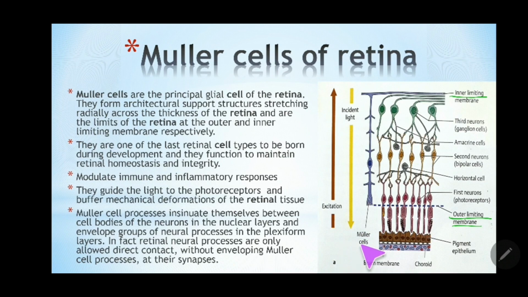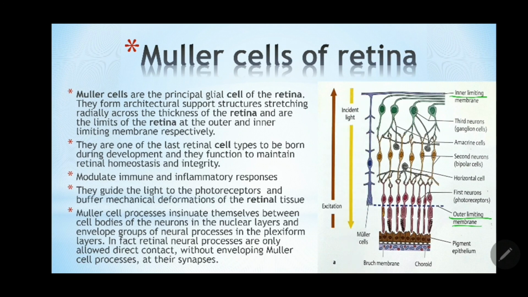Then when these photoreceptors are excited, there is a change in electrochemical impulses, and the action potential generated is then carried along the optic nerve. So the excitation impulse is carried in the reverse direction of the incident light.